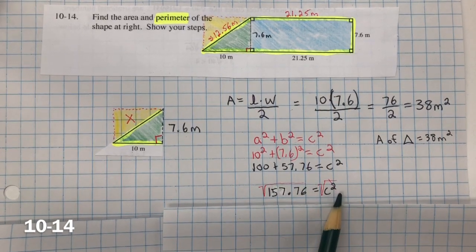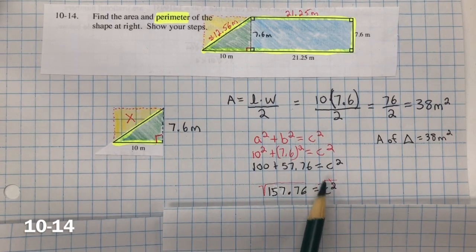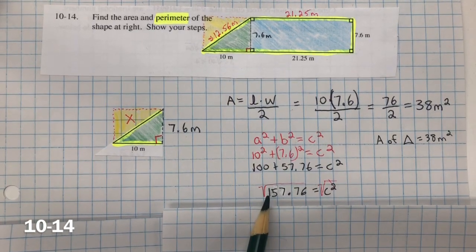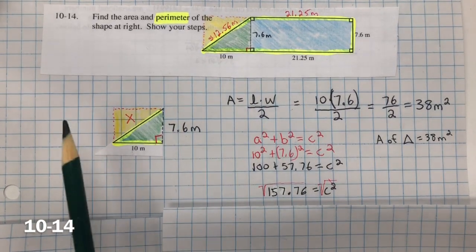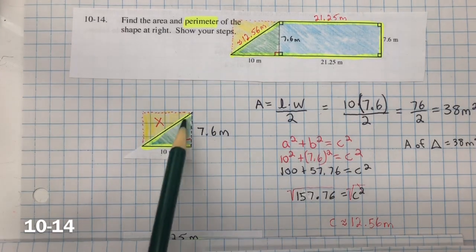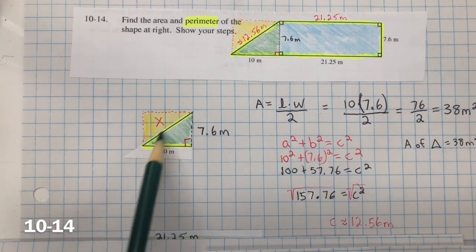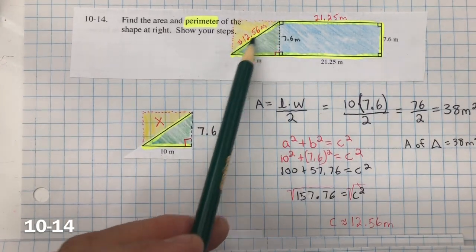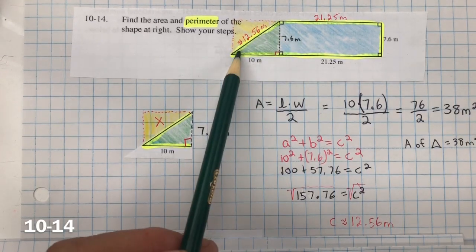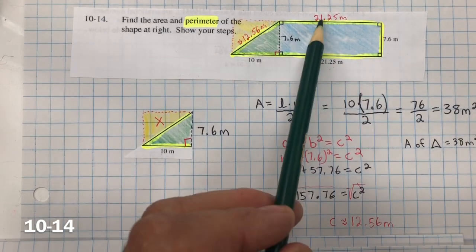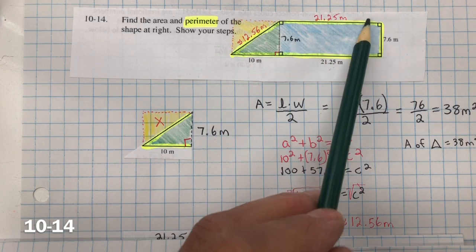The inverse property of squaring is taking the square root. So square and square root are inverse properties. What you do to one side, you do to the other. And we have c equals approximately 12.56 meters. Now we know that the hypotenuse, the length of this side, is 12.56, which is here, the missing length that we had for the perimeter. And remember, the opposite sides of a rectangle are congruent, so these are equal. So now we have this missing side.